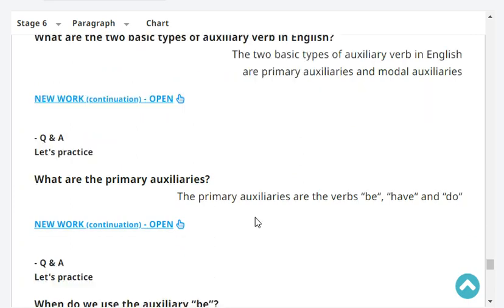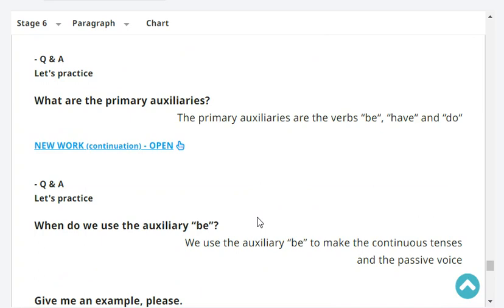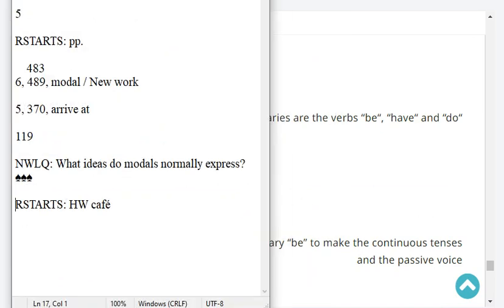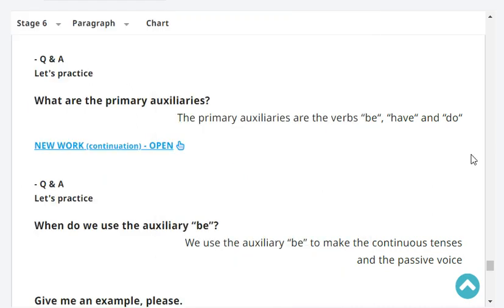What are the primary auxiliaries? The primary auxiliary verbs are be, have, and do. Very good.